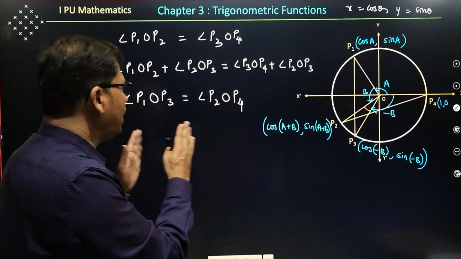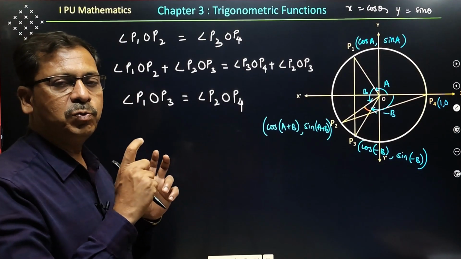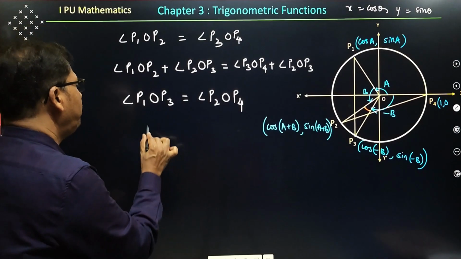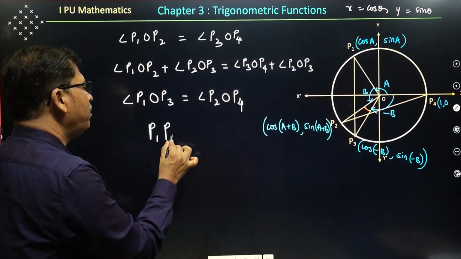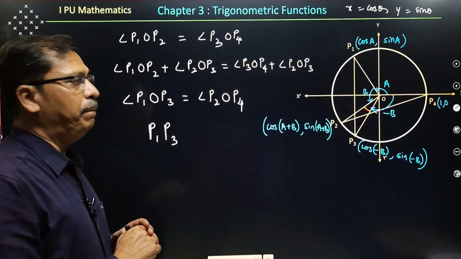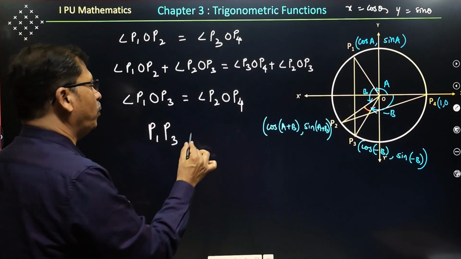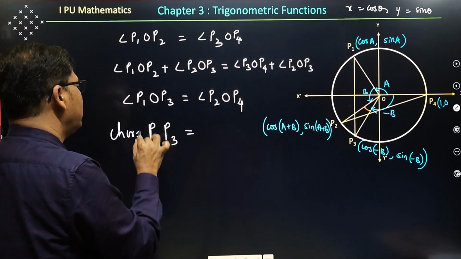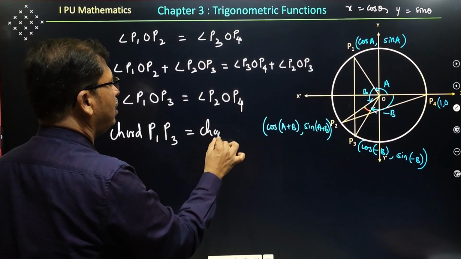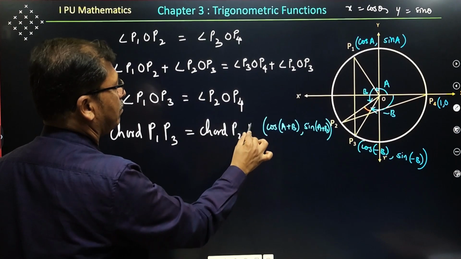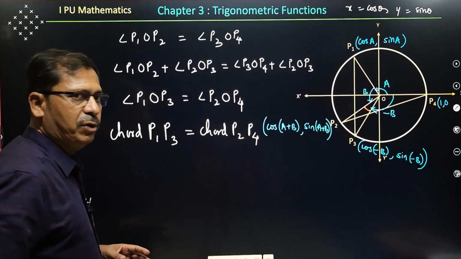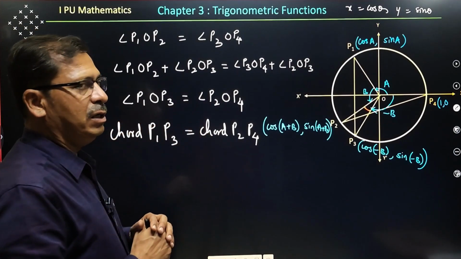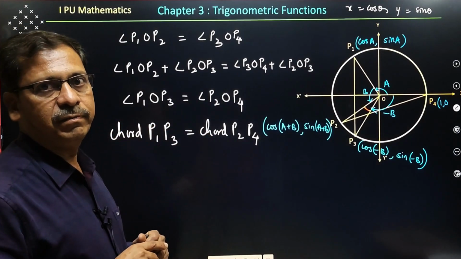Now see the logic we are using at this stage. Whenever these two angles are the same, the corresponding chords formed by these two angles, you see here, P1 P3 is the chord formed by P1 O P3. By P2 O P4 the chord formed is, see, this is the chord I am writing. So this is equal to chord P2 P4 here. Please listen to me on what basis I have written this. See, equal angles subtend equal chords.